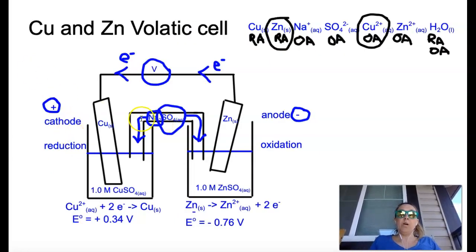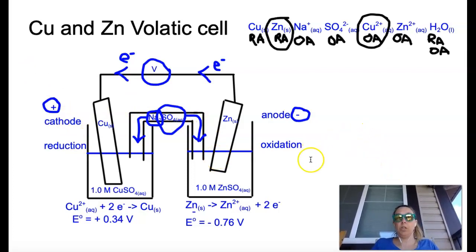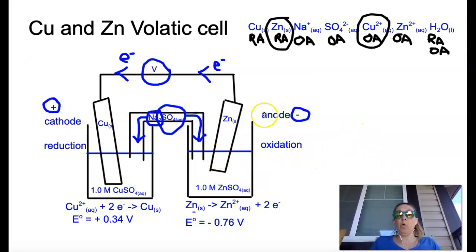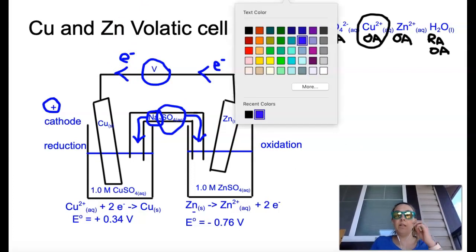All right, so now we've shown the migration of ions. The next step is to indicate what's happening to the chemicals inside of each beaker. To do that, we talk about the mass and we talk about concentrations. I'm just going to change my colored pen because we're getting a lot of writing going on in here and I want this to look a little different.